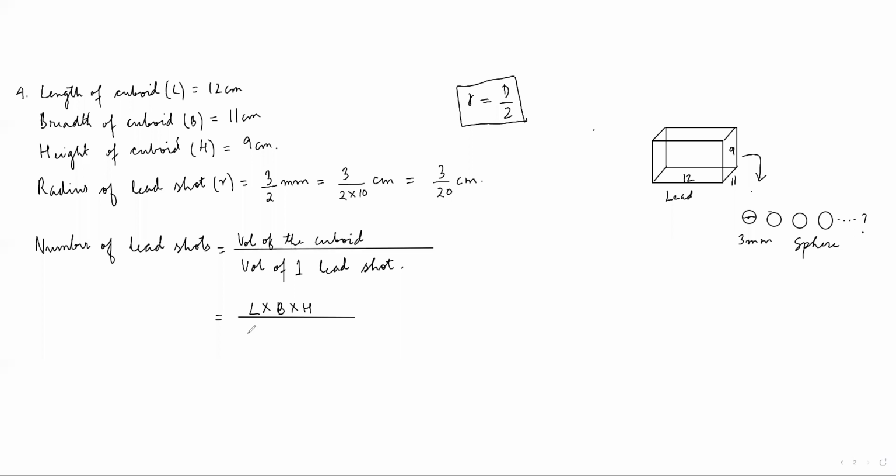The volume formula of a sphere is 4 by 3 pi R cube. So L into B into H, where L is 12. What is B? 11. What is H? 9. And what is pi? 22 by 7. So 4 by 3 into 22 by 7 into 3 by 20 into 3 by 20 into 3 by 20.